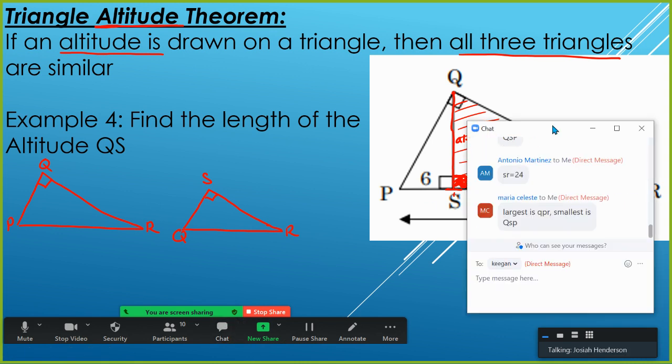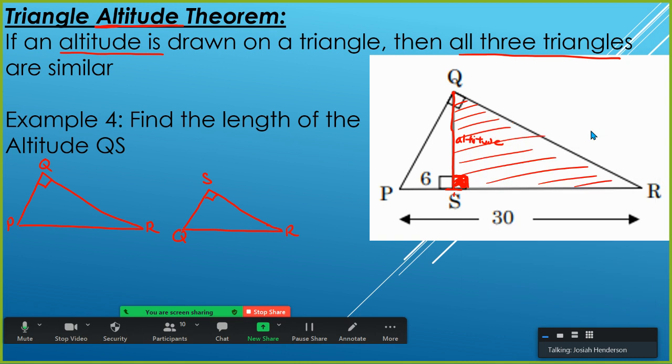Okay, nice. Largest is QPR, smallest is QSP. Thanks, Maria. Yes, correct. Smallest is this little guy on the left side, QSP. And I'm going to rotate it again like I did before, just to make the right angle on top. So that way they can all be comparable, and we'll be comparing the right and left and bottom sides properly. QSP. So this time, S is still the right angle vertex right there. Smallest side for QSP is PS. And then over here has to be Q.